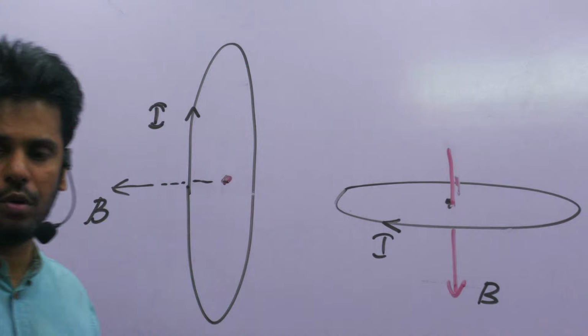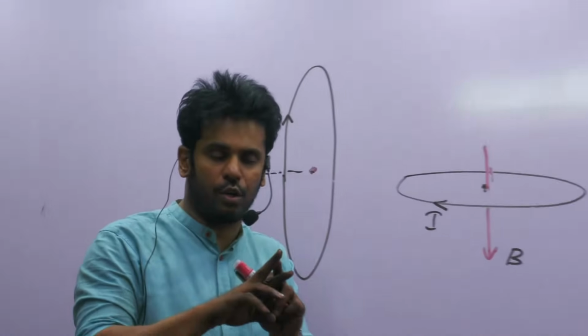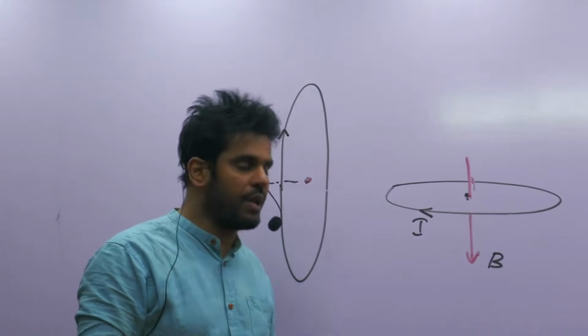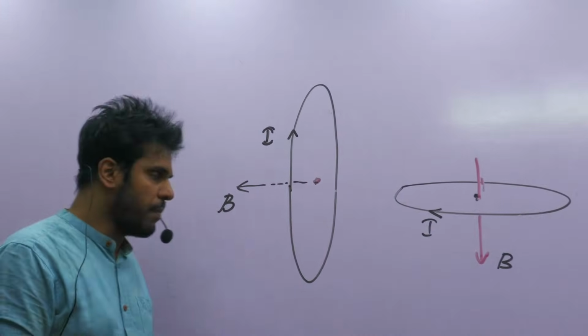Sometimes they will give you two perpendicular connected loops. At that time also we have to find the direction of magnetic field at the center. But anyway, I will teach you how to find it.